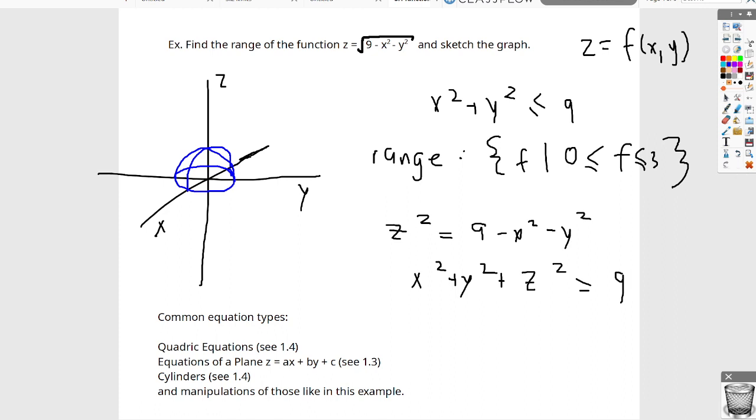Right? So this is one of the types of equations that you are going to have to remember if you are asked to sketch it. All the quadratic equations from 1.4 and all the equations of a plane from 1.3. Cylinders from 1.4 as well. You should know your basic 2D graphs still, but certain manipulations of those, domain manipulations, range manipulations like this in the example, right? It helps to know them, and you probably won't be asked to graph many things because it's really hard to graph. This doesn't really look that nice.